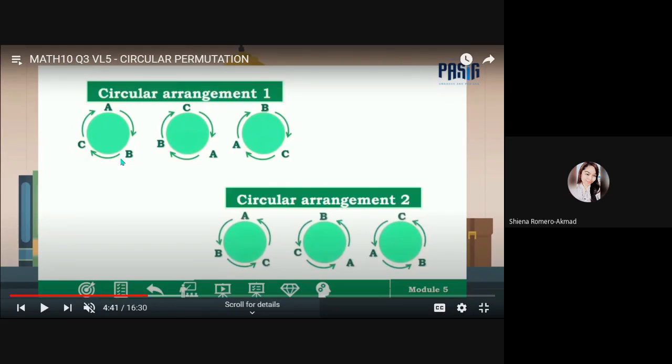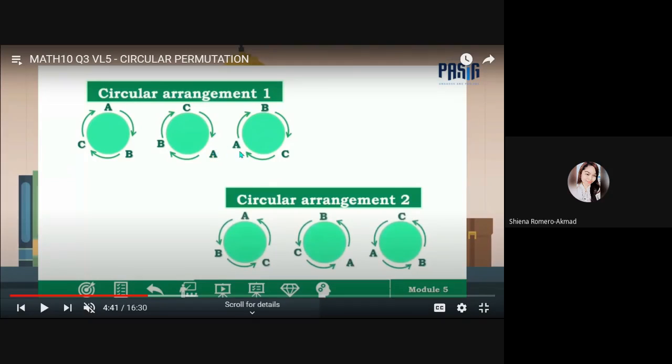Kunwari nagbago sila ng upuan o nag-move sila. Gusto ko dyan sa upuan na yan, sabi ni A. So, lumipat siya dun sa upuan ni B. Nag-move sila. So, sino yung nasa kaliwa ni A? Ang nasa kaliwa ni A, si B pa rin. Ang nasa kaliwa ni B ay si C pa rin. At ang nasa kaliwa ni C ay si A pa rin. Okay? So, pareho pa rin.